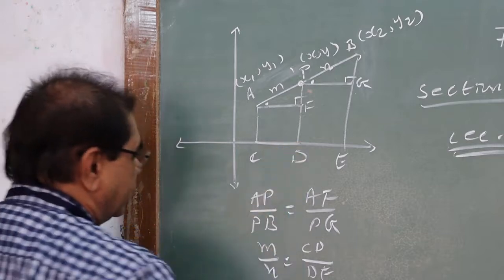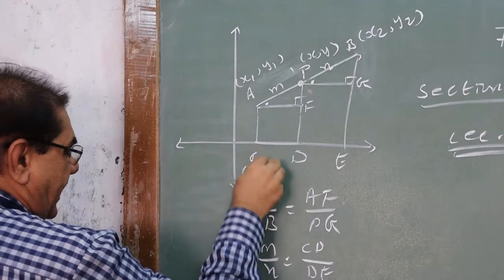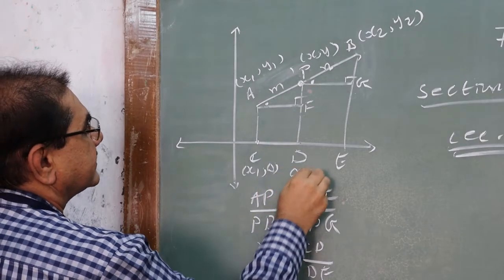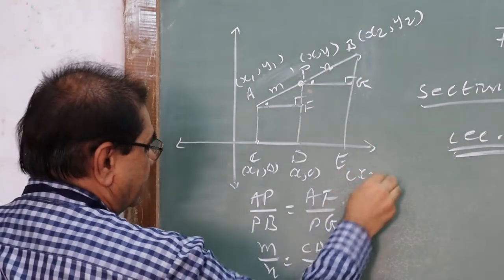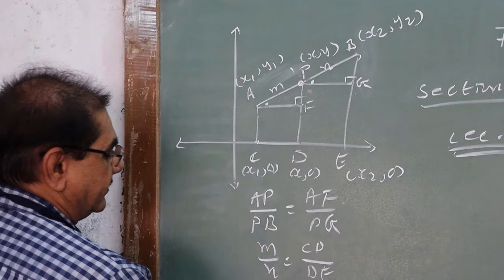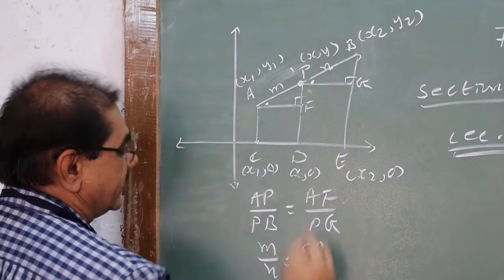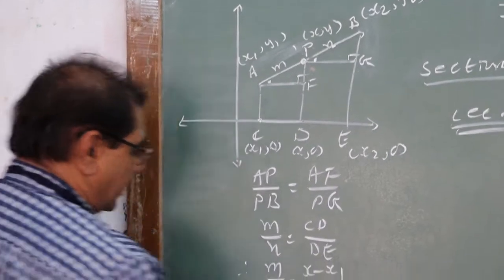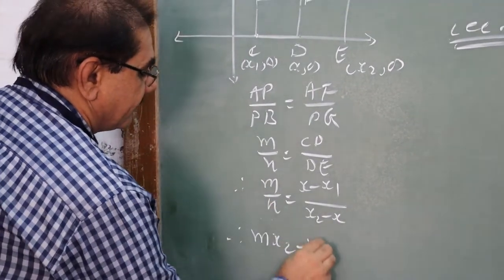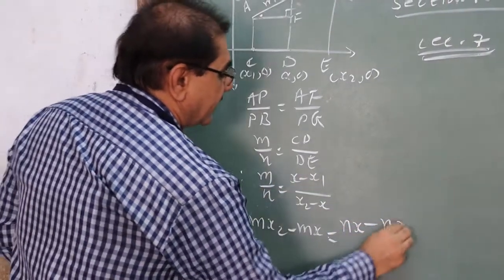Now what is CD? For that we should know the coordinates of points C and D. It is x1, 0, because the point is lying on the x-axis. In the same way it is x2, 0. This we discussed in the last period. So what is CD? x minus x1. And what is DE? x2 minus x. Now cross multiplying, mx2 minus mx is equal to nx minus nx1.